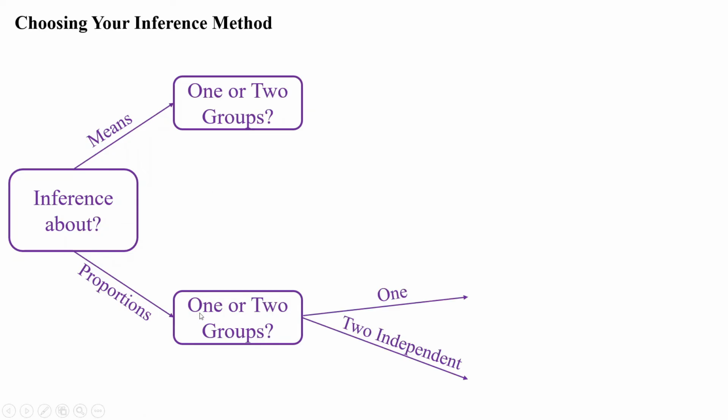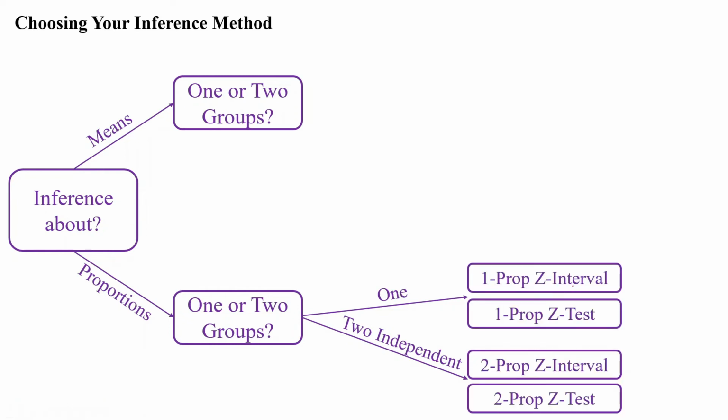So let's say we have proportions and we have two options. We either have one group, one proportion, or we have two independent groups. From there, we need to see, do we need an interval or do we need a test? If we have one group, our next question would be, are they asking for a confidence interval or are they asking us to run a significance test? Same thing with the two independent groups. Are we going for an interval or a test? And then that chooses the inference procedure for us.